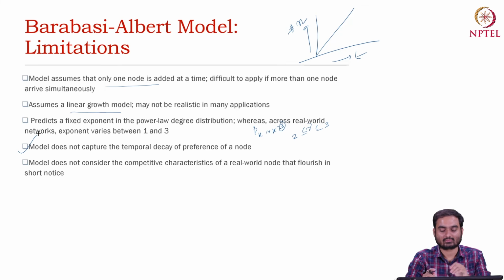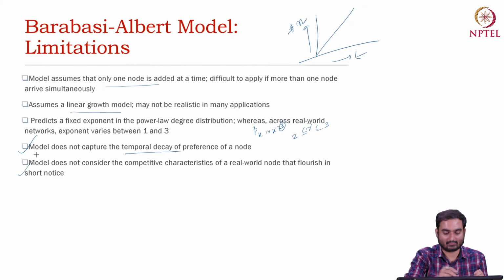The BA model does not capture the temporal decay of preference of a node. What does it mean? As time goes by, a node actually starts decreasing its importance. Now, think of a movie actor or actress, right. As they become older and older, their preference may decrease. I am not saying that this is true, but in general their preference will decrease. So this kind of temporal decay of preference is not explicitly present in the Barabasi-Albert model.